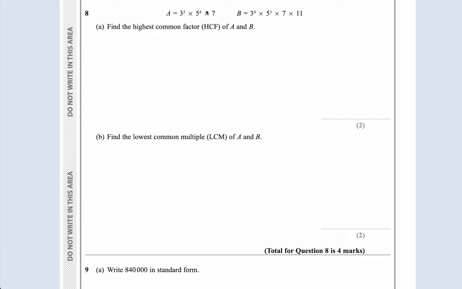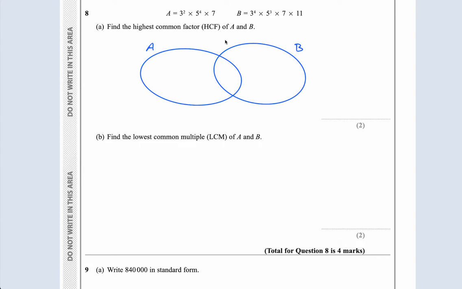Okay, question 8. Find the highest common factor of A and B. So they give us the prime factors. Definitely, guys, what you want to do is draw a Venn diagram. Okay, that's not too bad. That'll have to do. Right, this is A, and this is B. So we need the common ones. So what's common? We have 3 squared. So I'm going to put 3 squared in the middle.